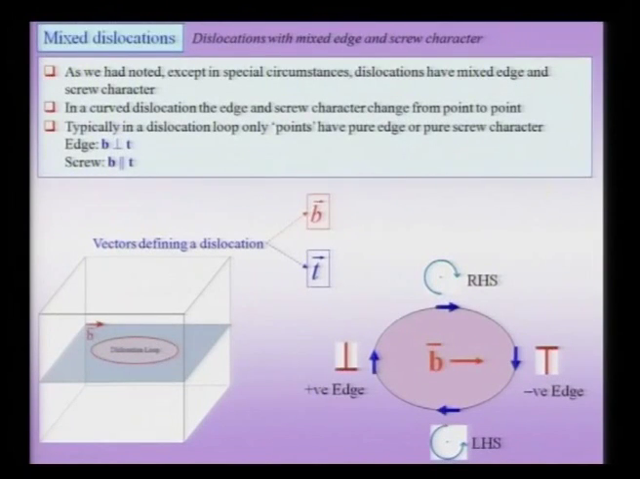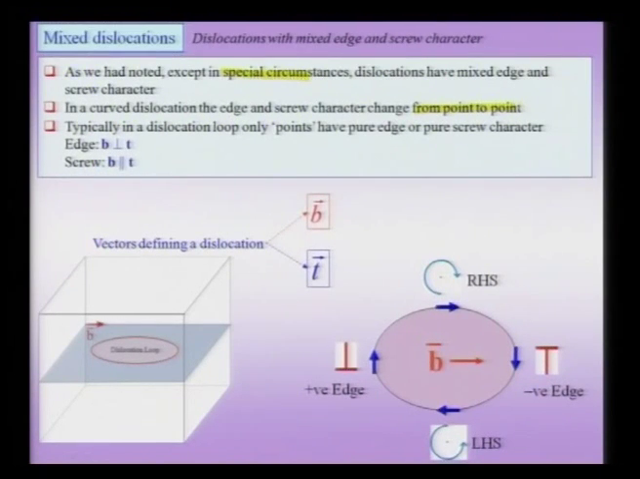Now, let us take up dislocations which have a mixed character. That means, they are neither pure edge dislocations nor pure screw dislocations. In fact, we had noted already that only under special circumstances would a dislocation have a pure character, and mostly they would have a mixed character. And typically, if you have a curved dislocation line, the edge and screw character would change from point to point.